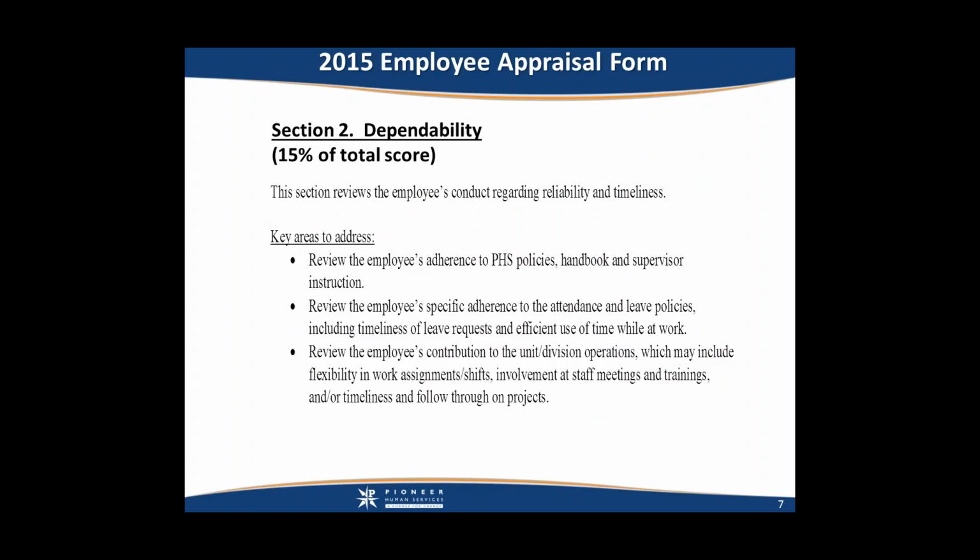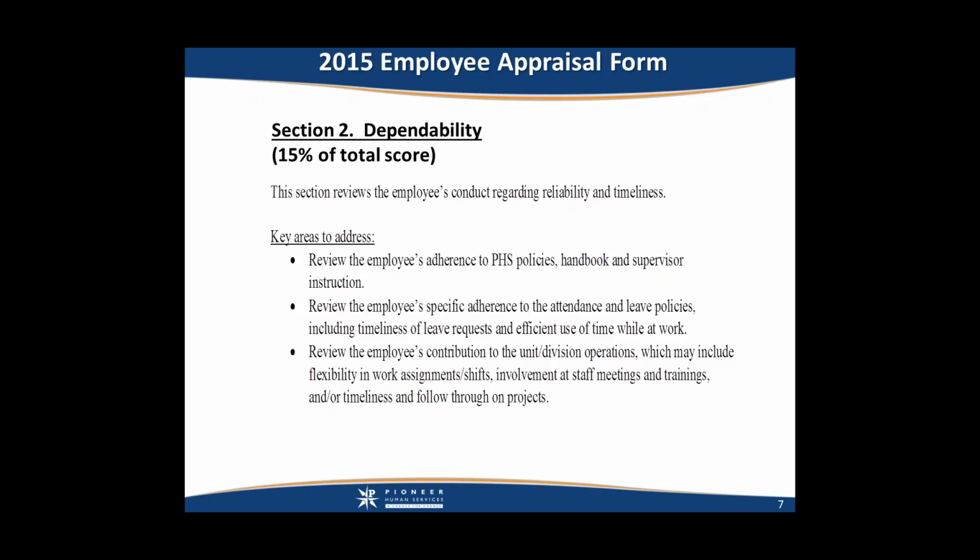Section 2 is still dependability. It's worth 15% of the total score. This section reviews an employee's conduct regarding reliability and timeliness. So some of the key areas to address: review the employee's adherence to PHS policies, handbook, and supervisor instruction, the employee's specific adherence to attendance and leave policies, including timeliness of leave requests and efficient use of time while at work.